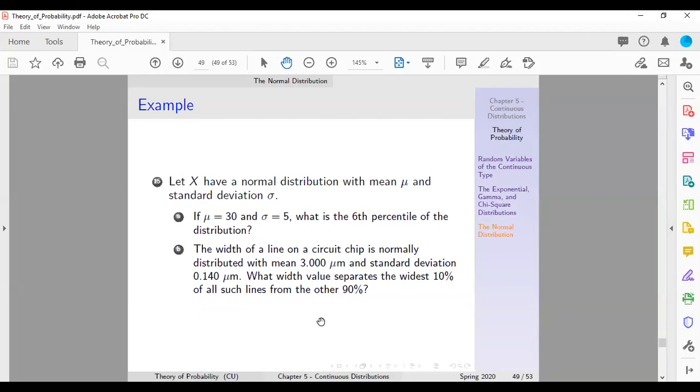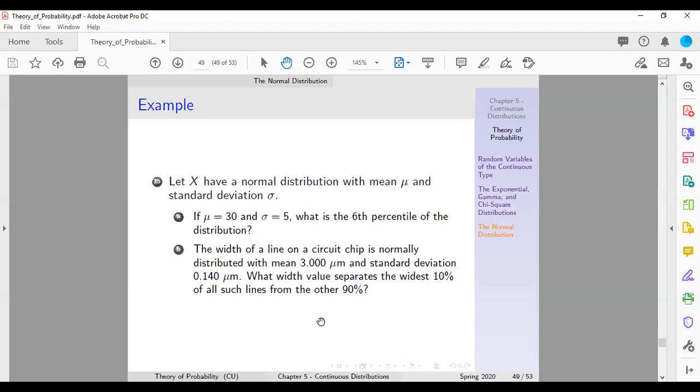Then let me get this other one down. The width of a line on a circuit chip is normally distributed with mean 3 micrometers. It's kind of unfortunate that micrometers has a mu appended to the front of it. 3 micrometers and standard deviation 0.140 micrometers. What width value separates the widest 10% of all such lines from the other 90%?